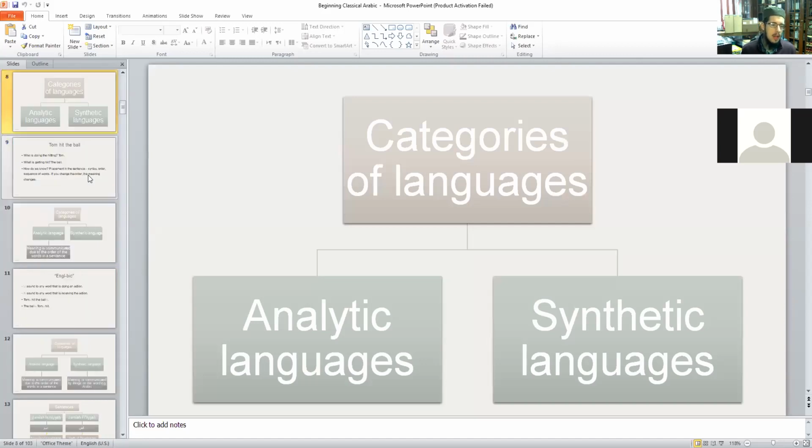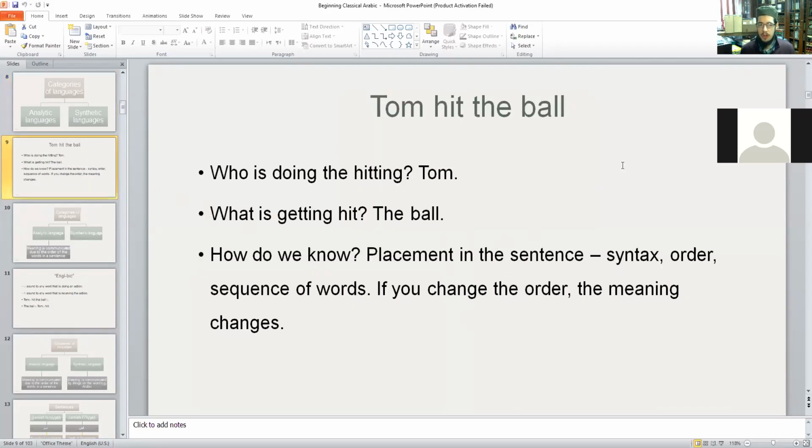We began by talking about languages in general. And the reason why we began talking about languages in general is because we have to realize that all languages are doing the same thing. They just do it in different ways, right? So in English, we said that the primary thing that communicates meaning is word order, right?